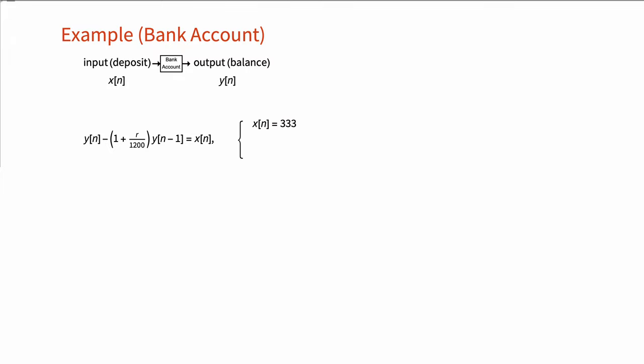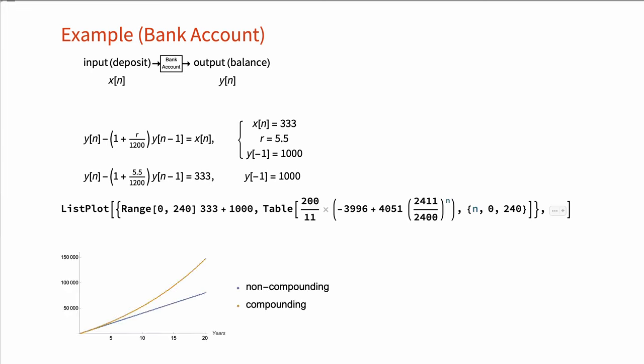Let's say you deposit $333 on a monthly basis into some investment account with an average annual return of 5.5%. Also assume that you open the account with a $1,000 initial deposit. In this case, the difference equation can be expressed as indicated here. If you plot the accumulation over a 20-year period and compare it with a non-compounding or zero-interest investment strategy, you can see how the output or the balance changes over time for each scenario.